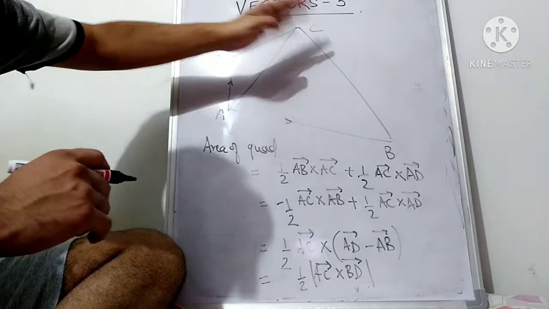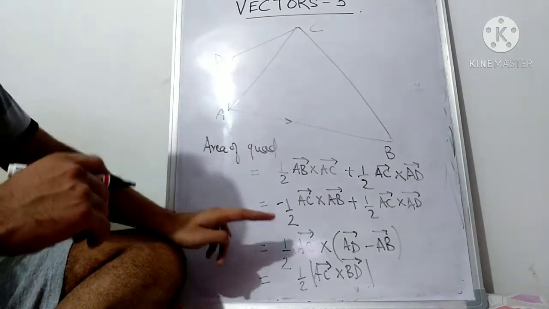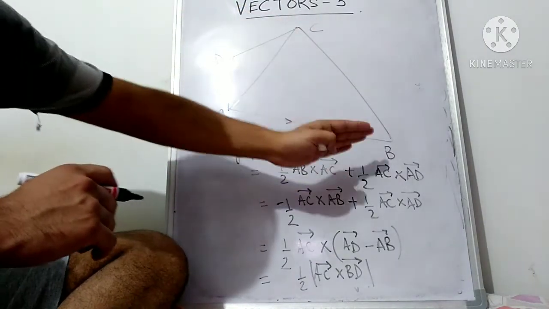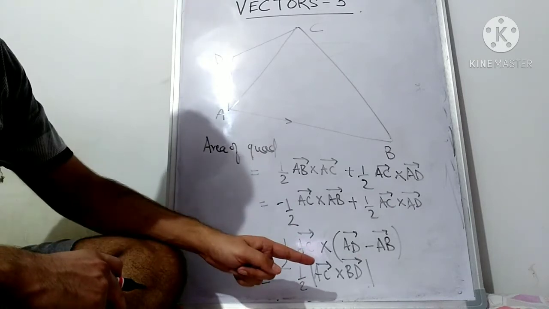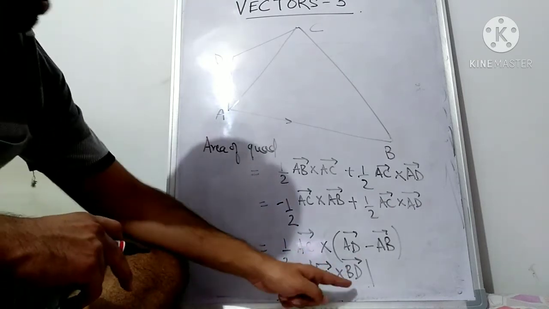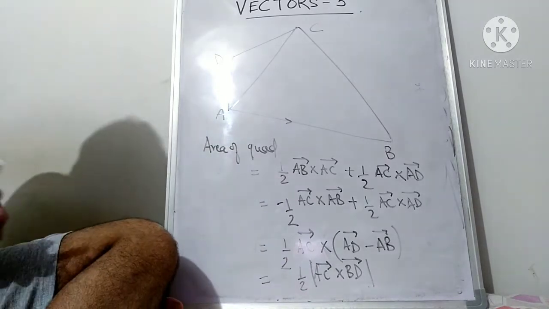Like we have a random quadrilateral ABCD, and we know the vectors for the diagonals. One vector is AC vector and one vector is BD vector. This is similar to a parallelogram. We will take the cross product of the diagonals, take the modulus, and then divide by 2. Okay, so this is also important.